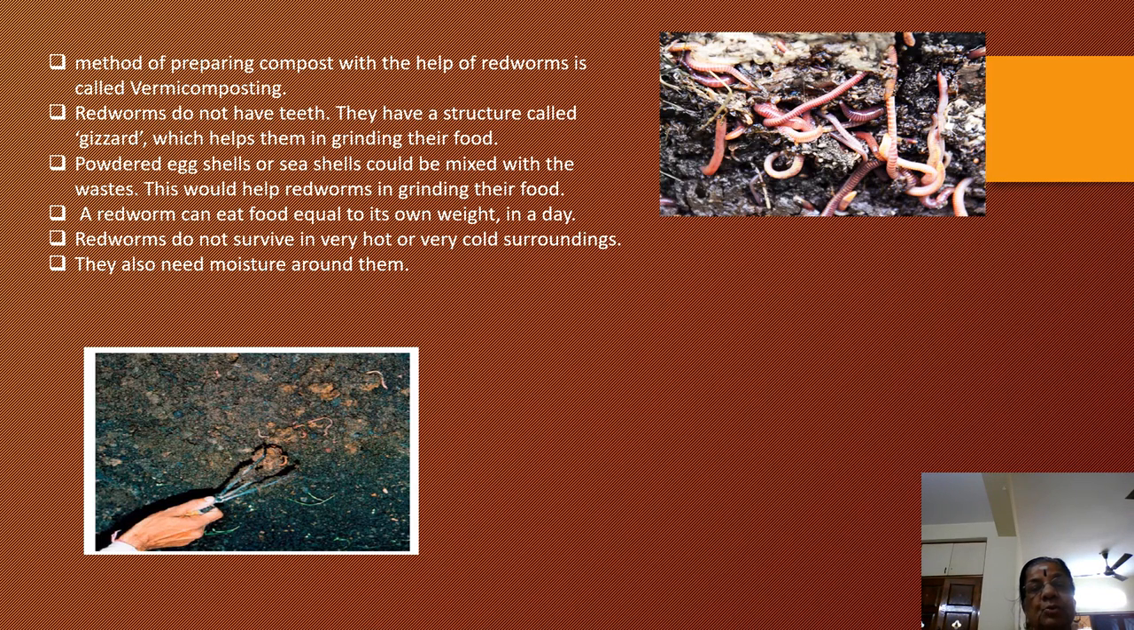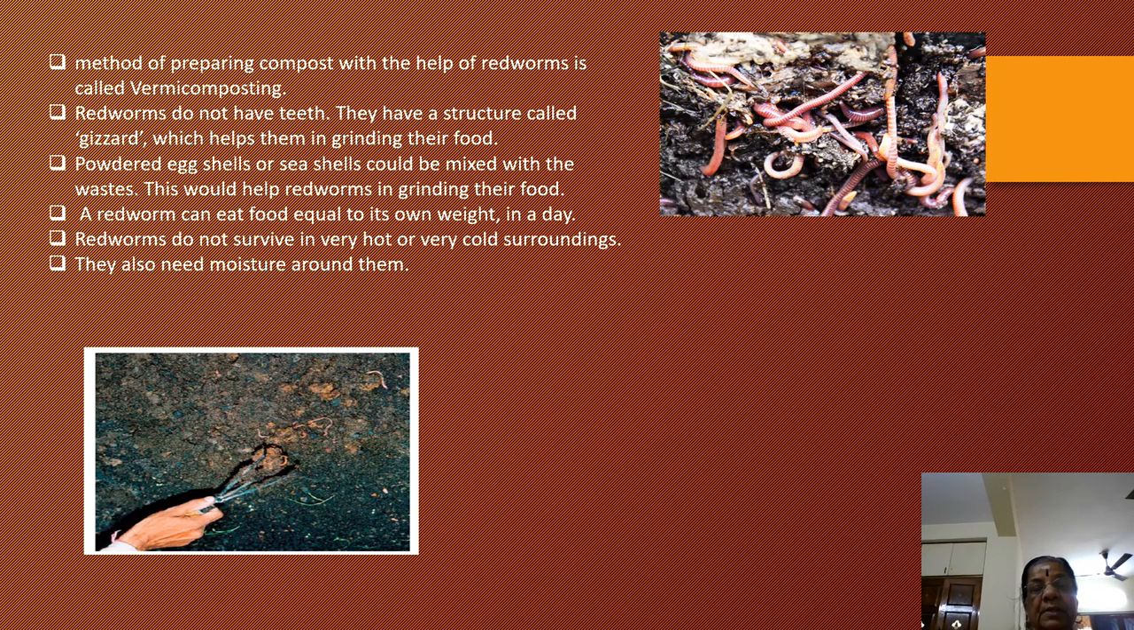And red worms do not have teeth. They have a structure called a gizzard which helps them in grinding their food. The digestive system is special, they don't have a stomach and they don't have teeth. The digestive organ has a structure called a gizzard which helps in grinding the food. Powdered eggshell or seashell could be mixed with the waste. This is another composting method.